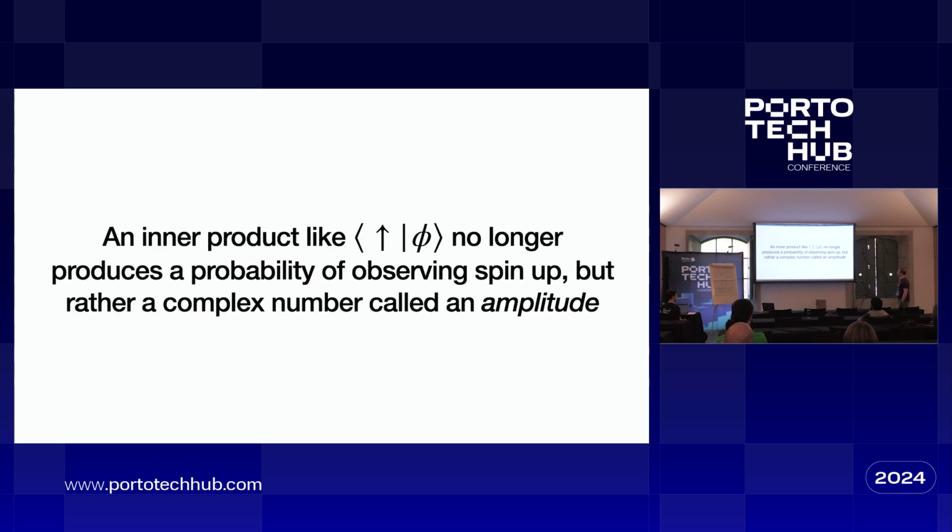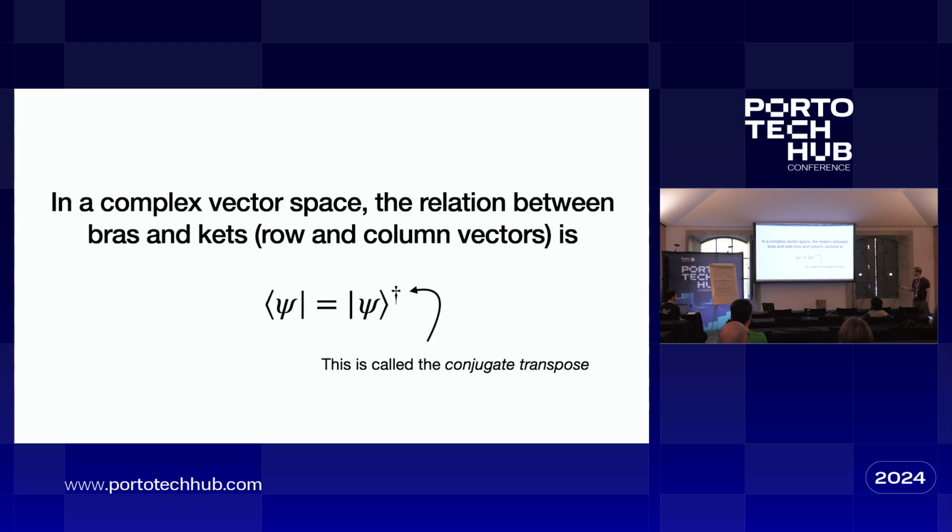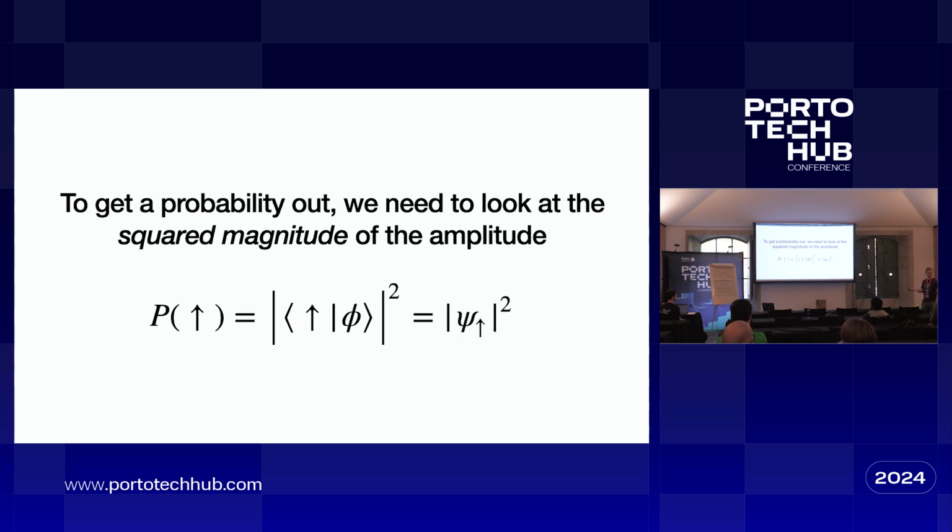An inner product like spin up. Remember, I spent like 10 minutes trying to convince you that these kinds of inner products were these coefficients in the expansion. Okay, an inner product like this is no longer a probability of observing spin up, but it's a complex number called an amplitude. And to get a probability out, we need to take the square of the magnitude of that number. Okay? So this is how we get probabilities in quantum mechanics.